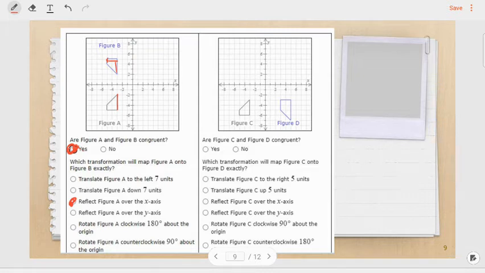Now, if I look at these two shapes, 2 and 2 and 1 and 2, these are not congruent. So because these are not congruent, I don't even need to select any of these answers. I'm just going to select the answer at the bottom that says none of these. There is no transformation that maps C onto D because they are not congruent.